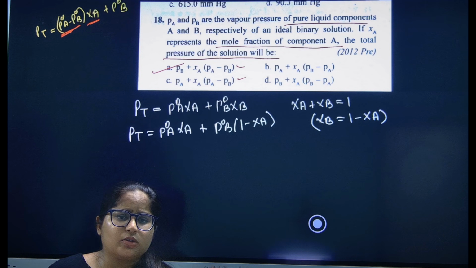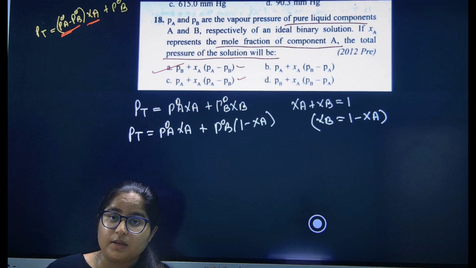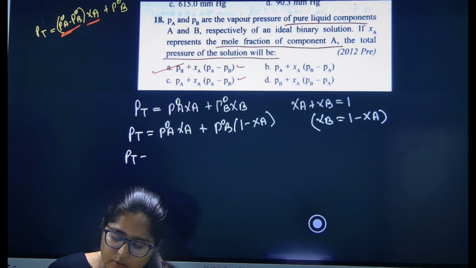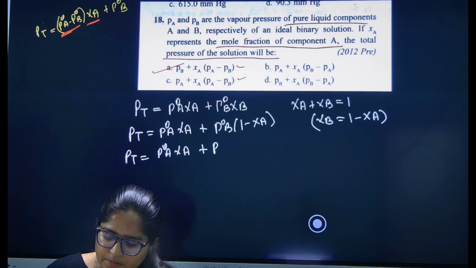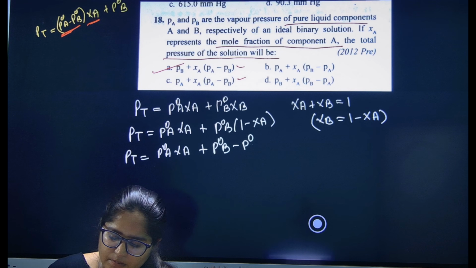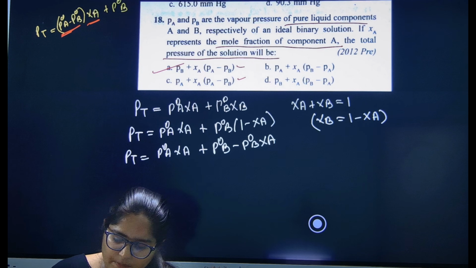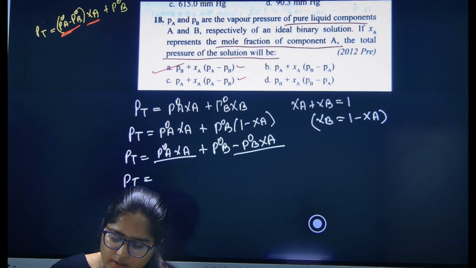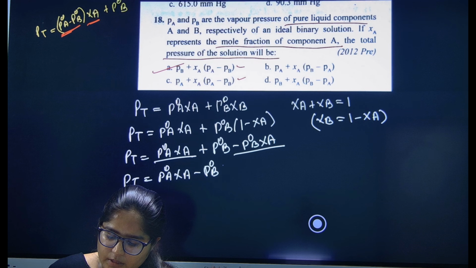You will not do this much in your NEET exam, right? You will not waste your time. PT equal to P naught A XA plus P naught B minus P naught B XA. Okay. Now P naught A XA minus P naught B XA. I am writing it together.